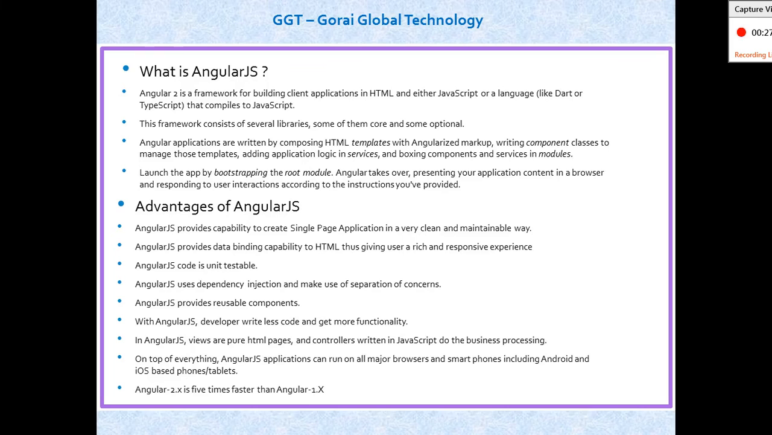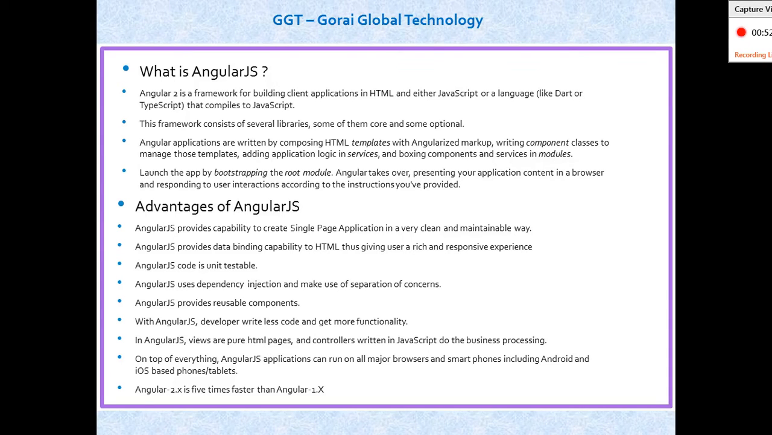What is AngularJS? It is a framework for building client applications in HTML and JavaScript. Or in Angular 2.0, we do it using TypeScript or Dart that compiles to JavaScript. This framework consists of several libraries. Some are core and some are optional.